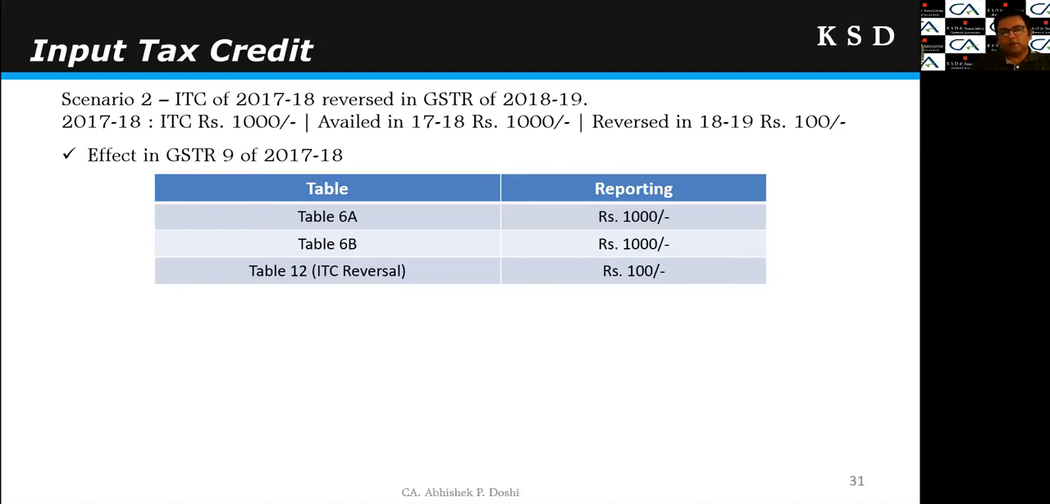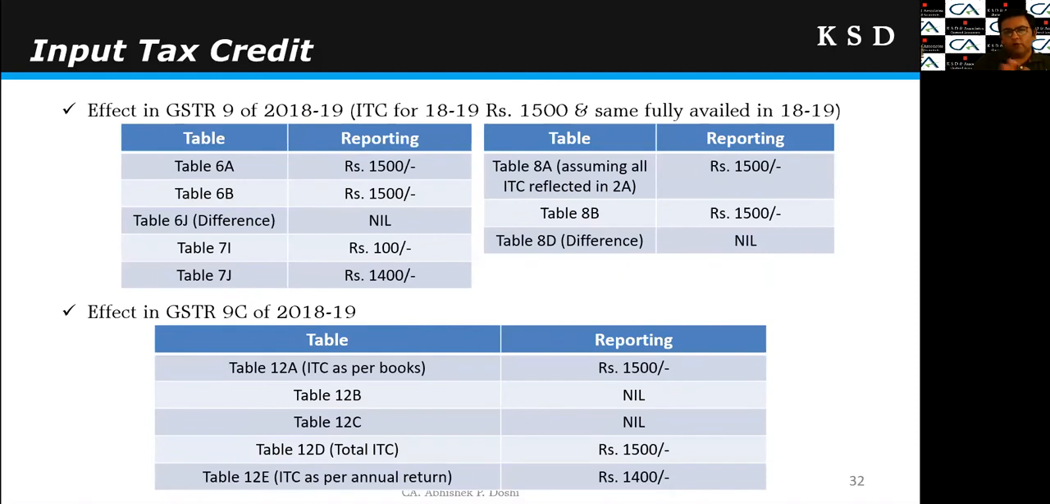So first of all, what I would have done in the GSTR 9 of 17-18: table 6A will be auto-populated 1000 rupees. So I have given the bifurcation also in 6B of 1000 rupees. Then table 12, that is for ITC reversal in next year, I would reflect 100 rupees. So when I net off table 6 with table 12, my net ITC availed will be 900 rupees, which will be matched with the books of accounts. So in 17-18, I would have made this disclosure.